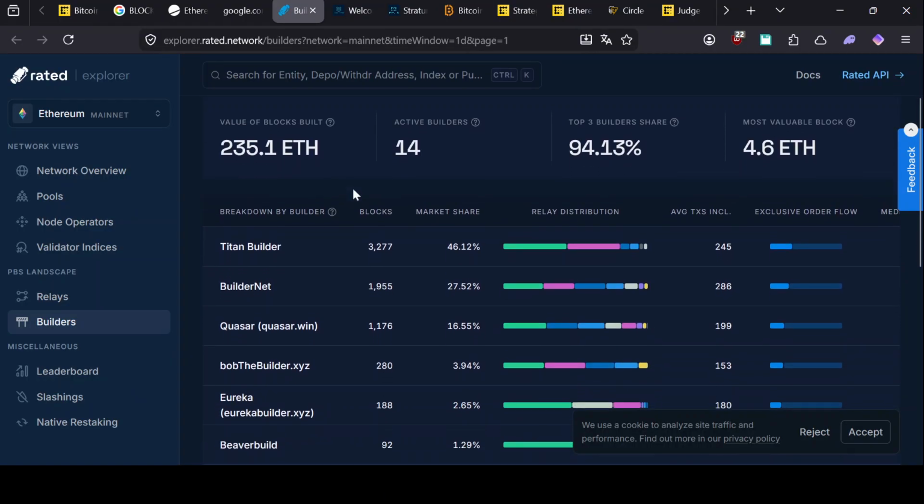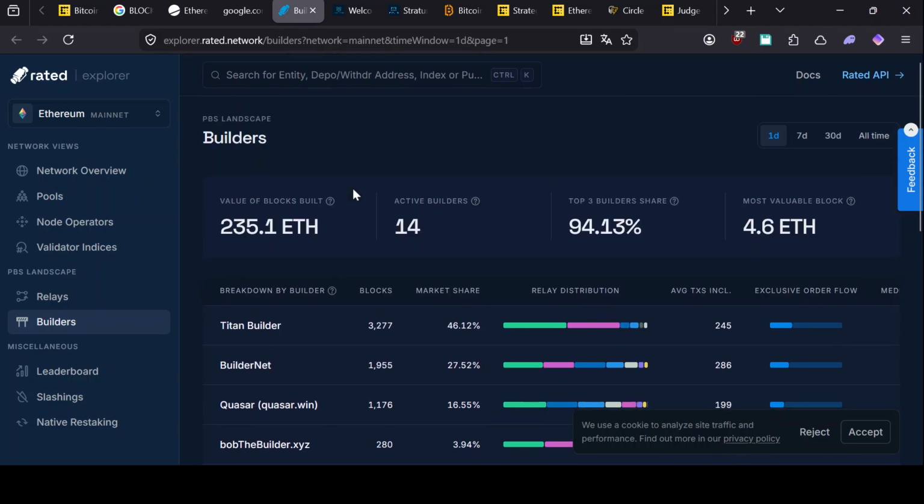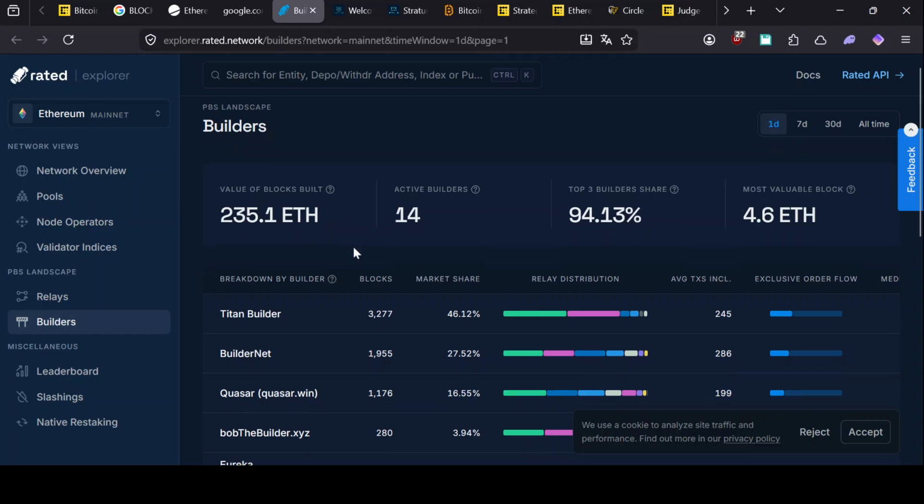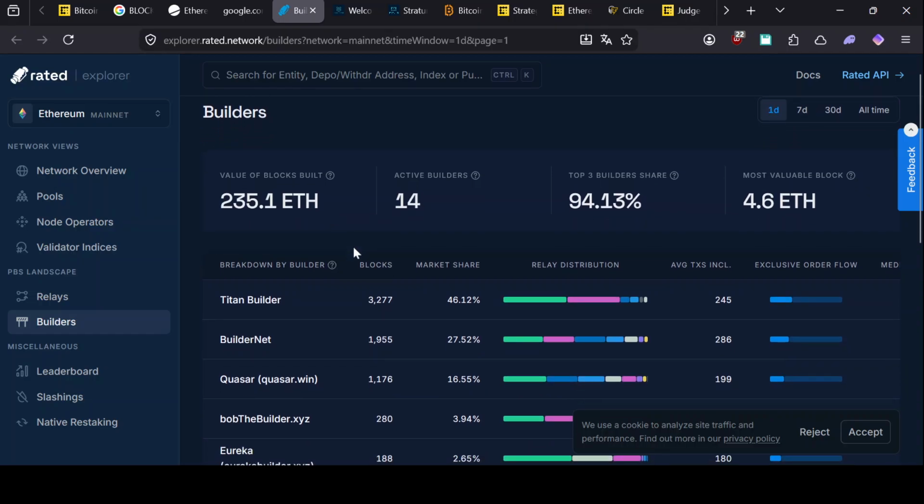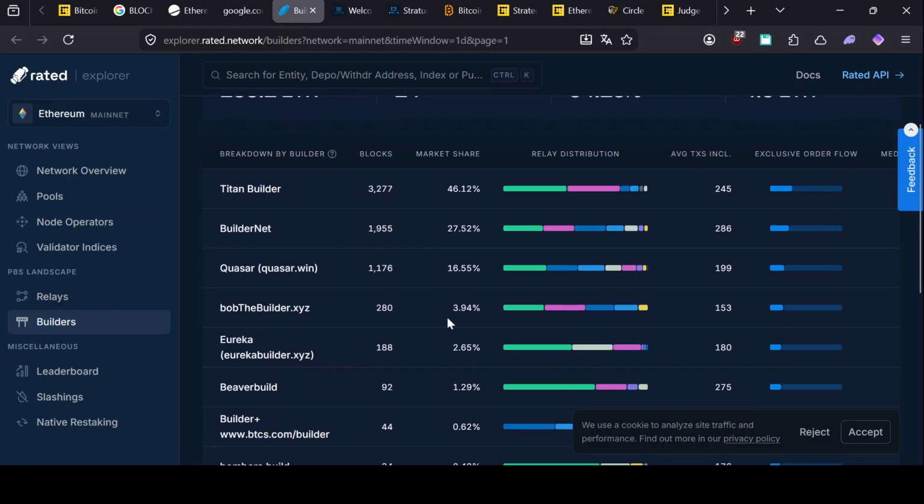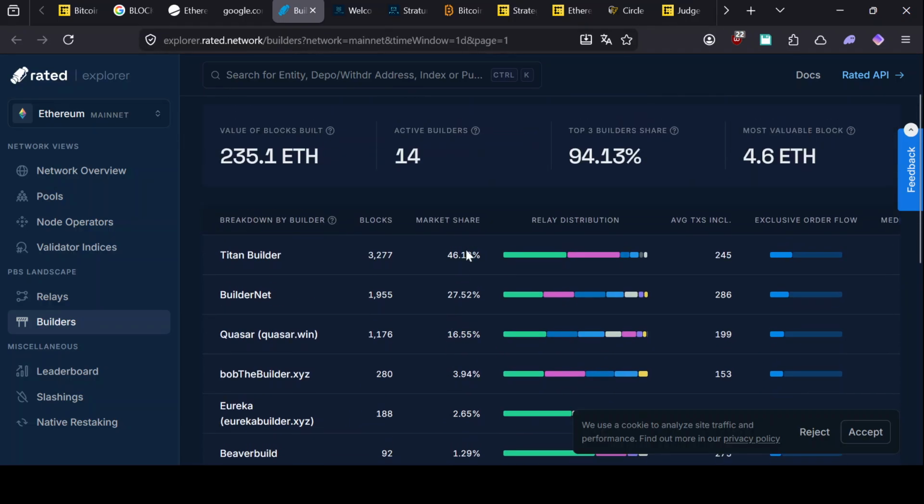On Ethereum, there are new actors whose role is to build blocks and decide which transactions are included, the most profitable transactions. And these are the block builders. There are many block builders, but on Ethereum, they are quite centralized. Look at this. Titan Builder and BuilderNet together represent more than 70% of the market share.